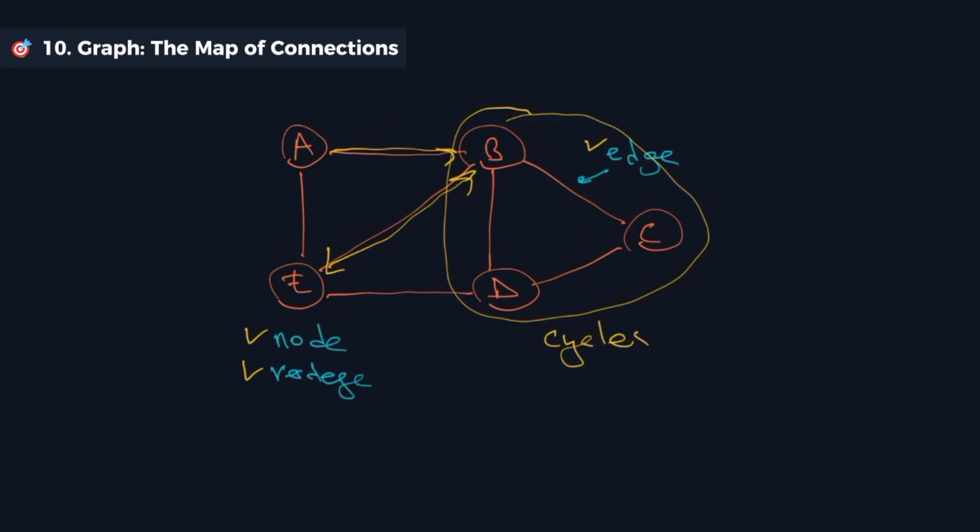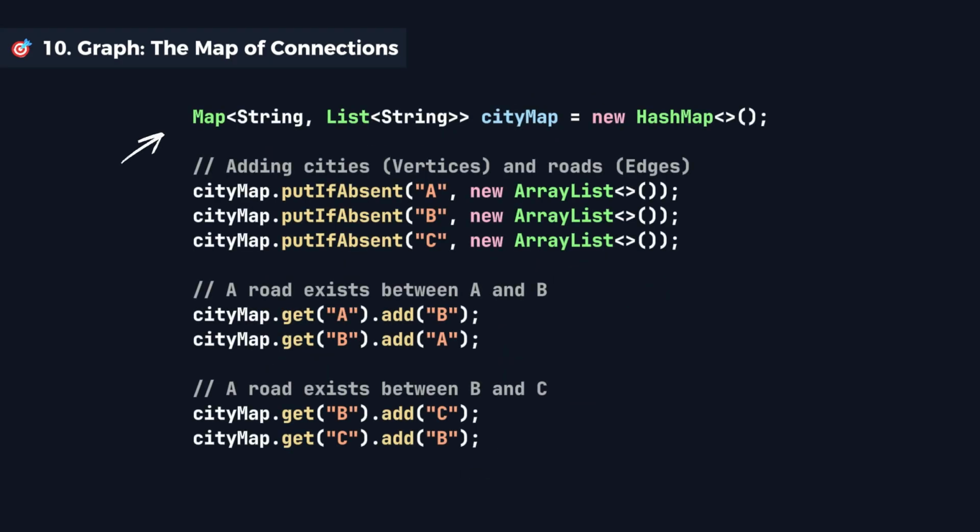It allows us to solve shortest path problems. Algorithms like breadth-first search and depth-first search are the methods that allow us to systematically search for a path on this map. For example, we can create a city map, where the key is the city, the vertex, and the value is the list of neighbor cities, the edges. We can add cities A, B, and C to our city map. We can add a route between A and B, and B and A. A route exists between B and C, and C and B.